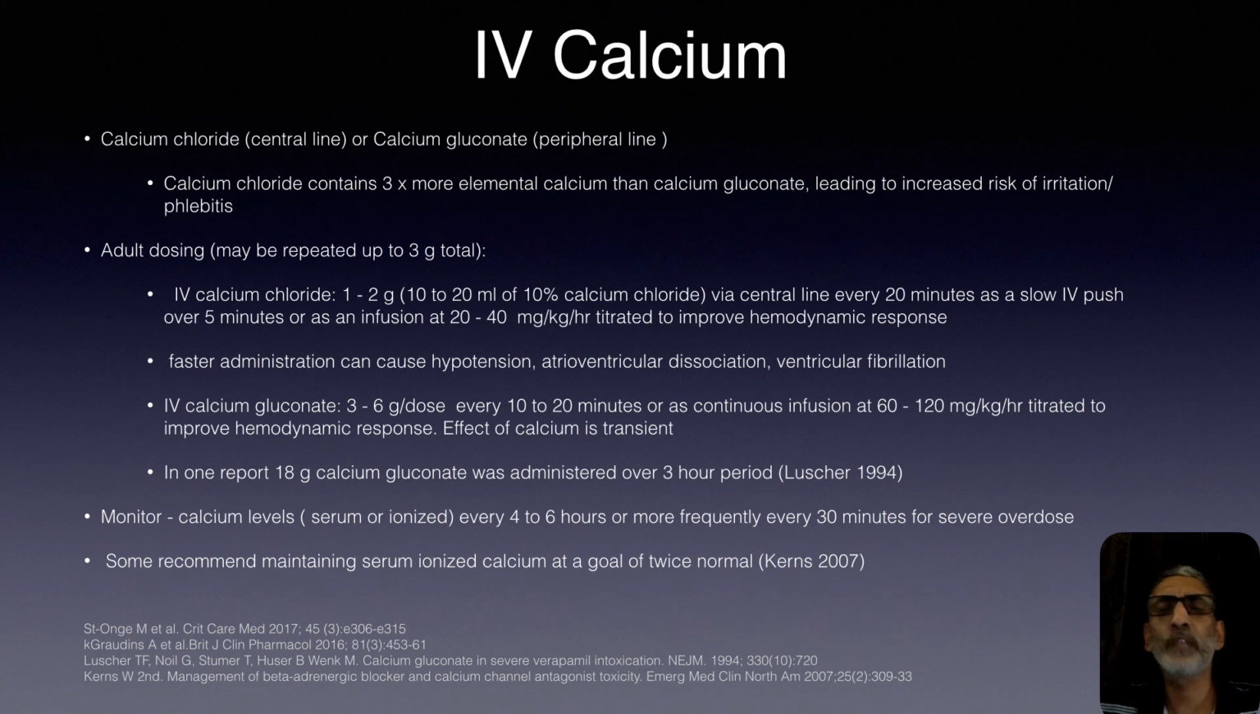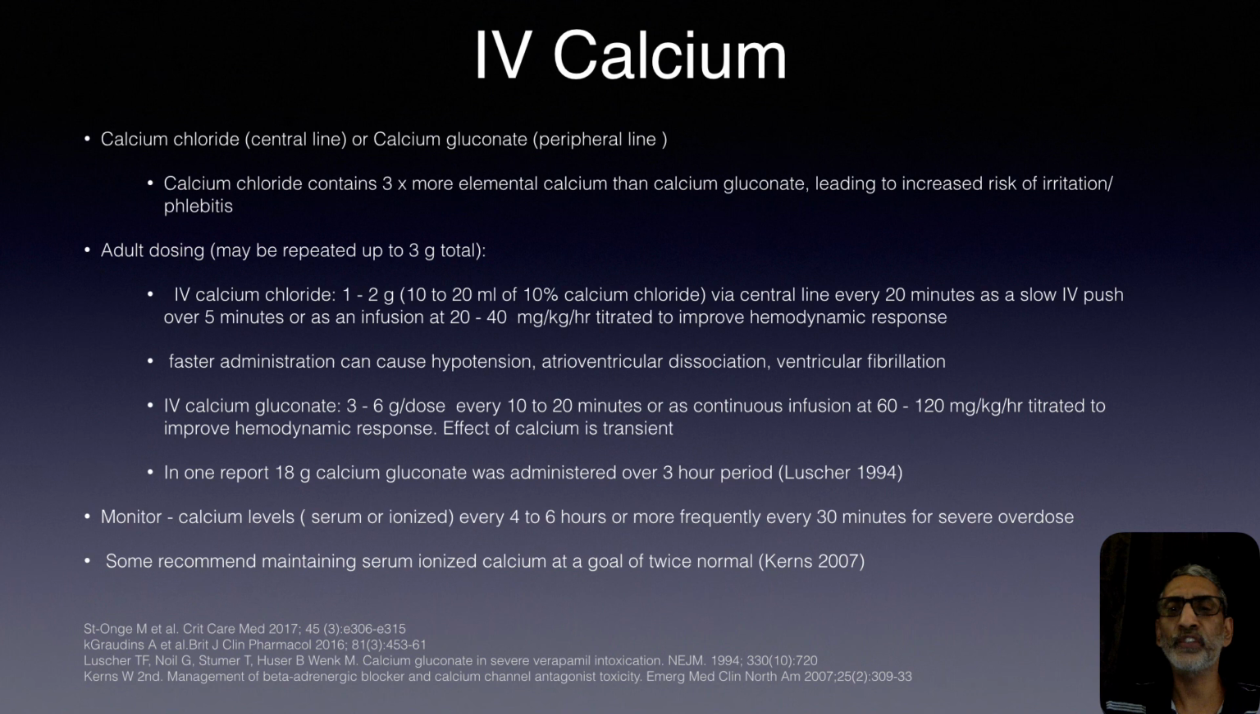Calcium is generally available in two different formulations, calcium chloride and calcium gluconate. Calcium chloride is 3 times more potent than calcium gluconate, so make sure the patient has a central line when you're considering giving calcium chloride, because it's highly irritating and can lead to phlebitis. As far as the dose is concerned, IV calcium chloride is 1 to 2 gram, which is 10 ml to 20 ml of the 10% calcium chloride injection.